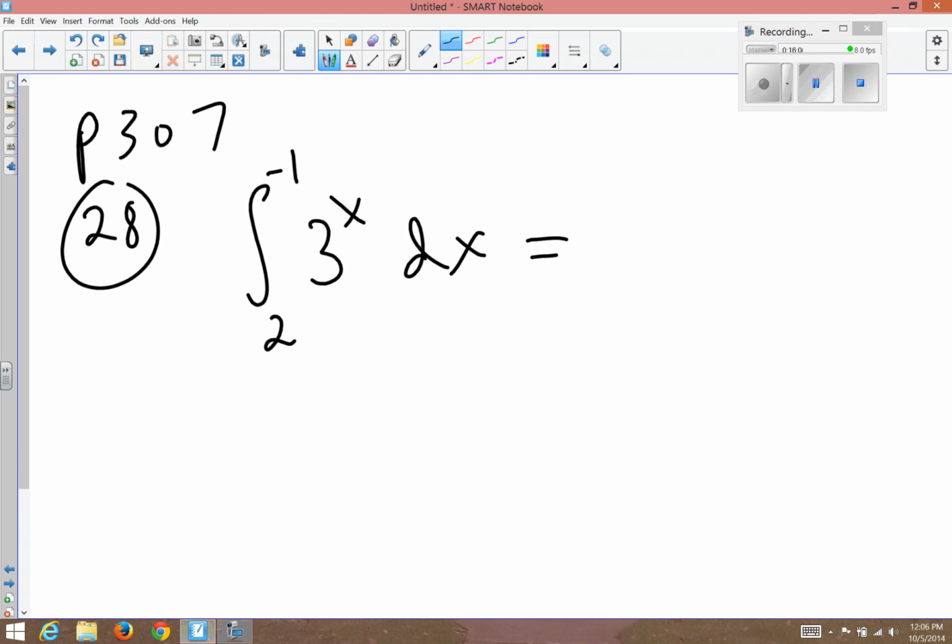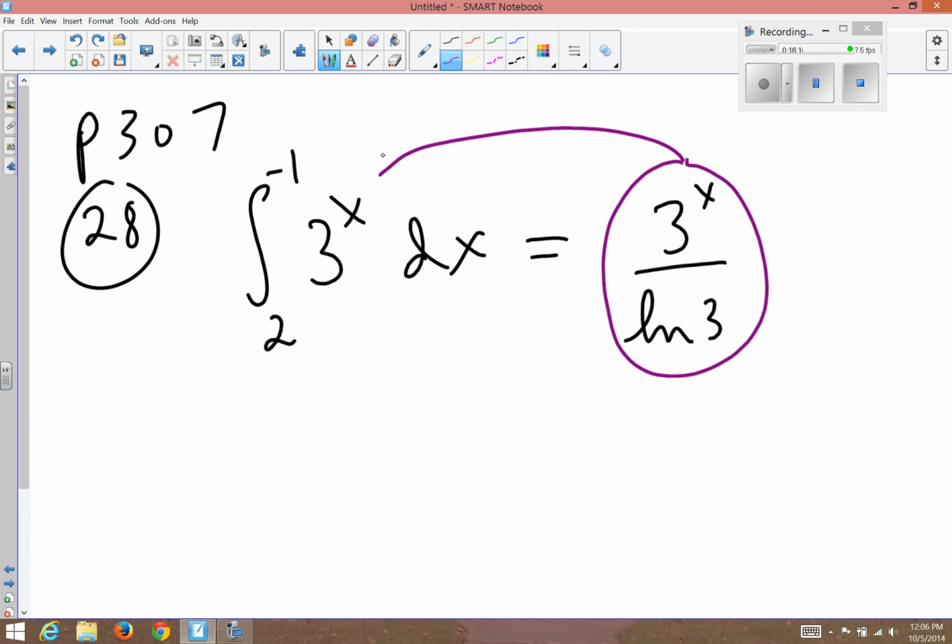So we write 3 to the x over the natural log of 3, because the derivative of this thing right here is 3 to the x. So instead of writing plus c, like your formula sheet says, instead of the plus c, we put a bracket with a negative 1 up here and a 2 down here. It does not matter what order these are in. We use them in the order that they are given.